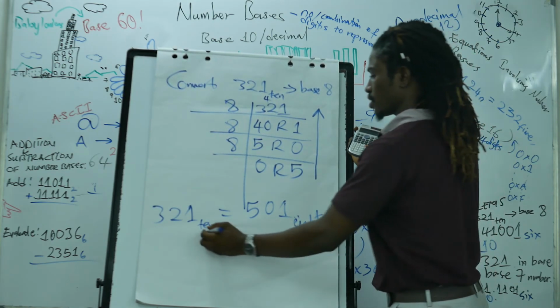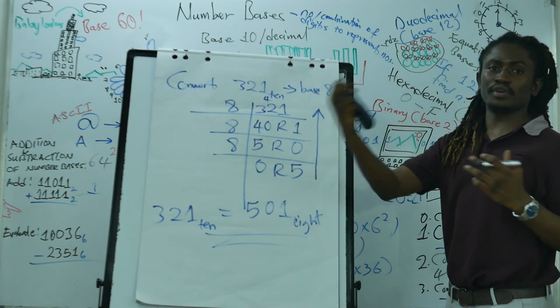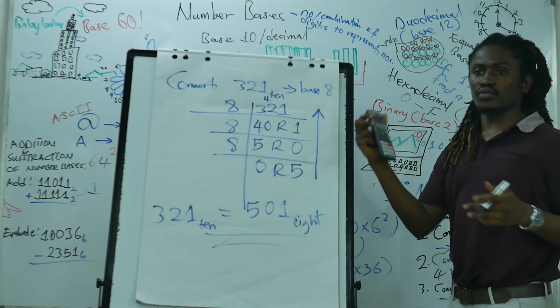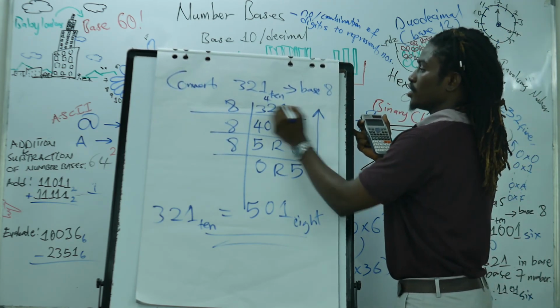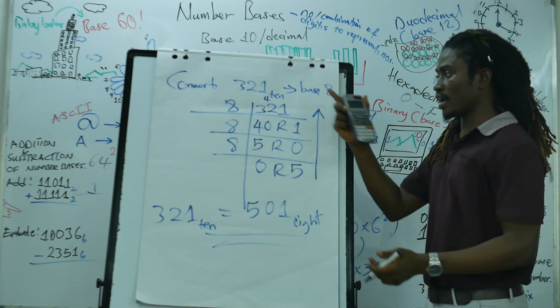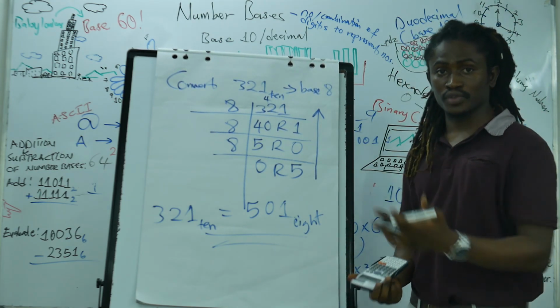That's our answer. Okay? So this is how you convert from any base to base 10, and then from base 10 to any other base. You do the same thing for any other base. Just divide, if it's base 7, divide by 7. If it's base 4, you divide by 4. Alright. Well, see you in the next video where we'll solve other problems.